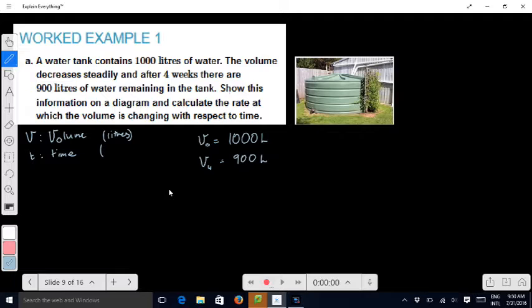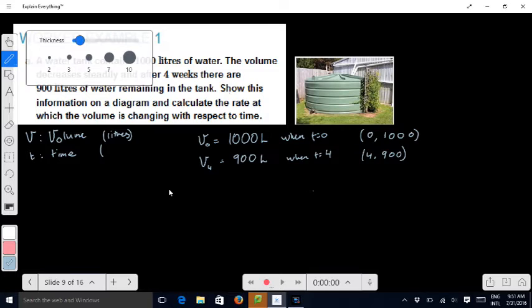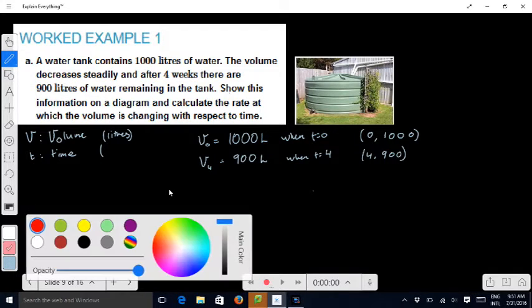So we've got the two endpoints. So that's when t equals 0, and this is when t equals 4. So we have these initial positions, 0, 1,000, and we have 4, 900. Actually, we'll draw our graph to start with.